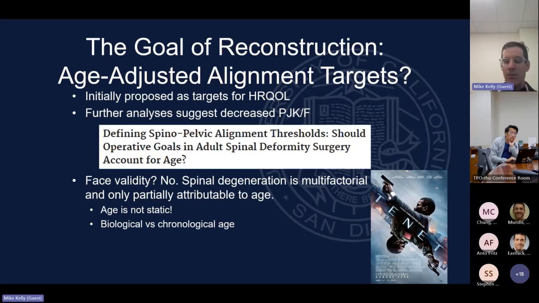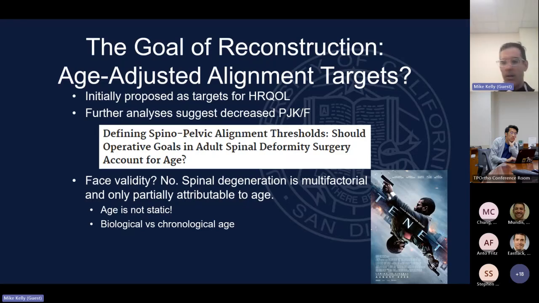And someone who wants an ODI of 20, this is where they'll stand. First of all, the mathematics of how they did that's not correct. And at face validity, it doesn't really work because spinal degeneration is multifactorial and only partially attributed to age. Age is not static. So you use these categories where 69 and 71 are different, or you operate on someone when they're 45, but their life expectancy is 85.